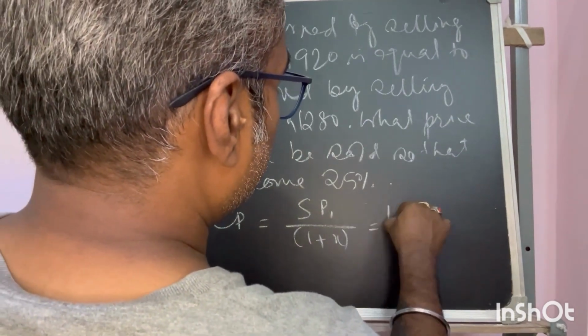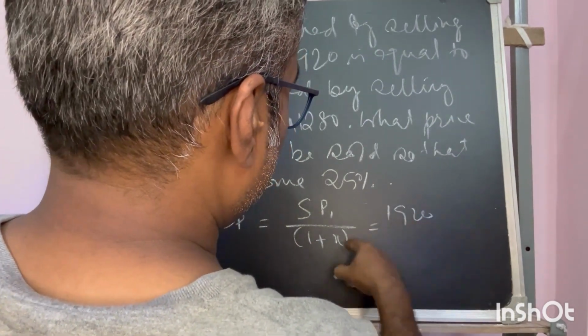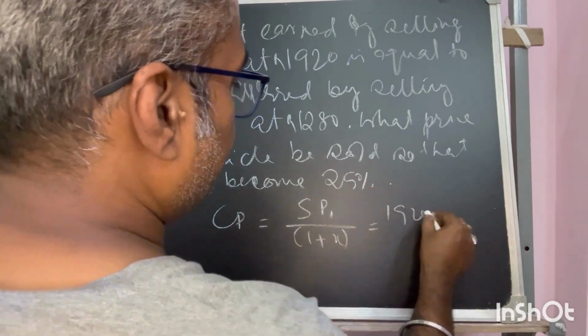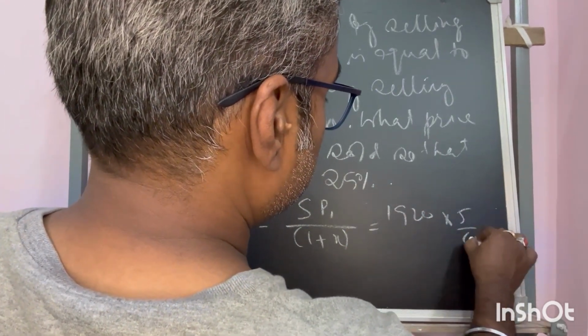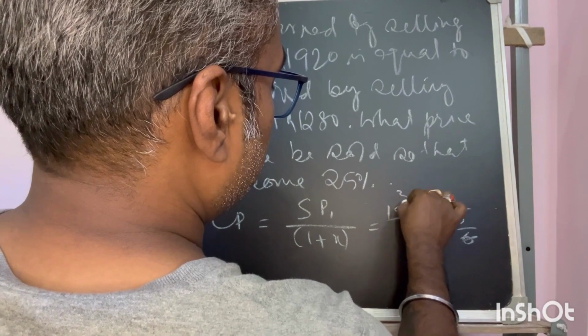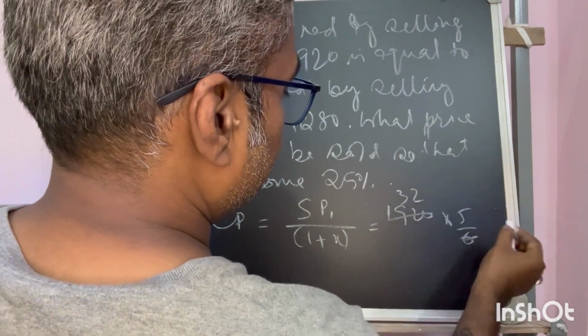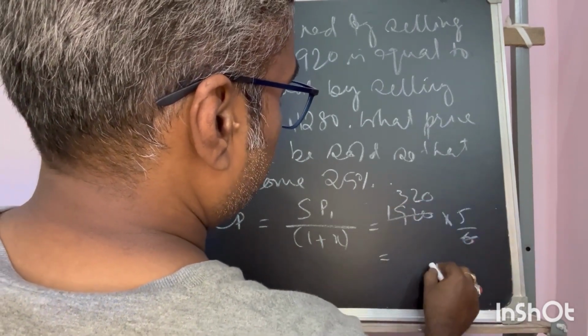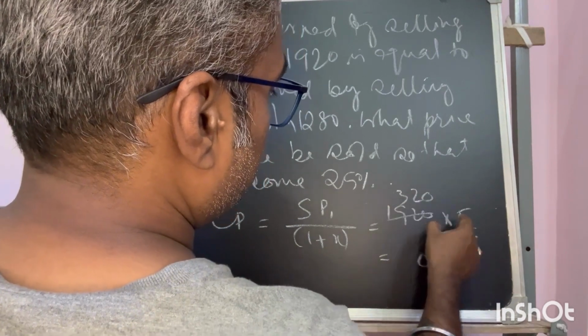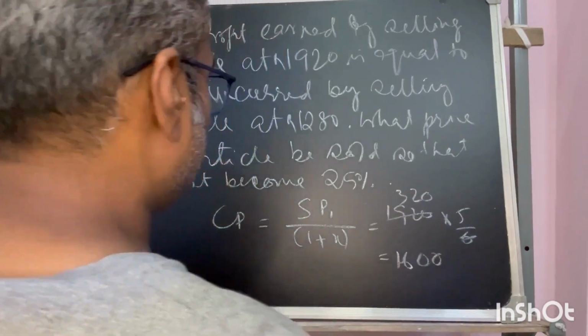So that is equal to 1920 into 5 by 6. If I calculate, it is 1600. So this will be the cost price.